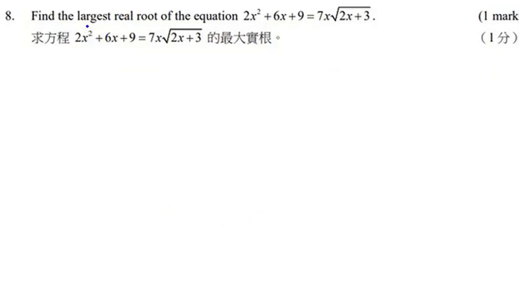Problem number 8, find the largest real root of the equation 2x squared plus 6x plus 9 equals 7x root 2x plus 3. Okay, so for solving these types of problems, when you see some roots, it was also useful in previous years of Hong Kong, we've solved these types of problems before. Consider this square root is a. So a is root 2x plus 3.